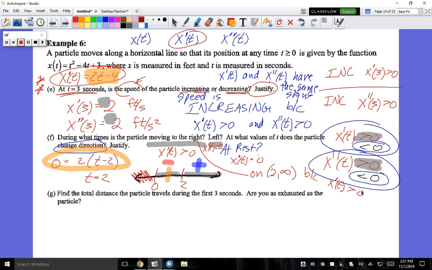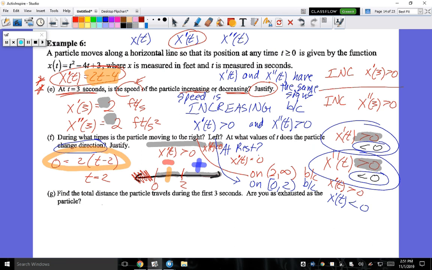Guess what we will say whenever it's moving to the left? What are we going to put? On what interval? 0 to what? To 2. Parentheses or brackets? Parentheses on 2, but brackets at 0. So important. Because a lot of people think that it's starting at 0, but it's not. It's already been moving at time equal to 0. Because x prime of t is negative.